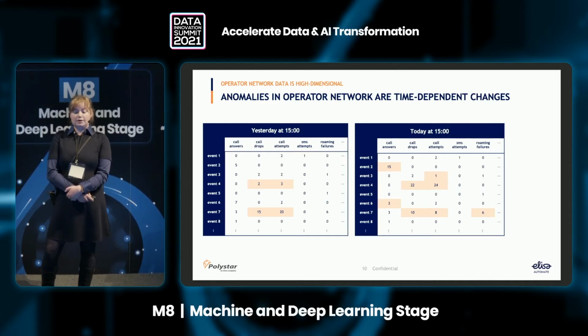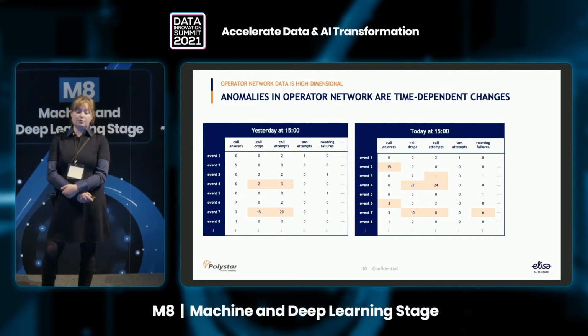If we think what an anomaly is in an operator network, it is a change. For instance, in the case of event 4 here, we see that yesterday there were just 2 and 3 call drops and call attempts recorded, but when we look at the same event today, these values have clearly increased. This could be an anomaly, but when we build a machine learning model, we also need to consider how far back in the events we want to look.